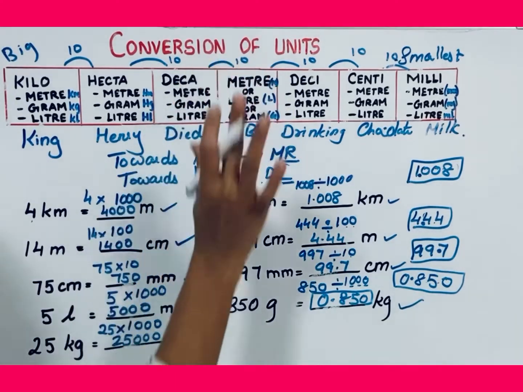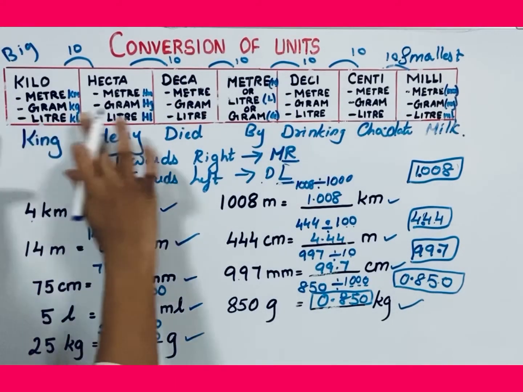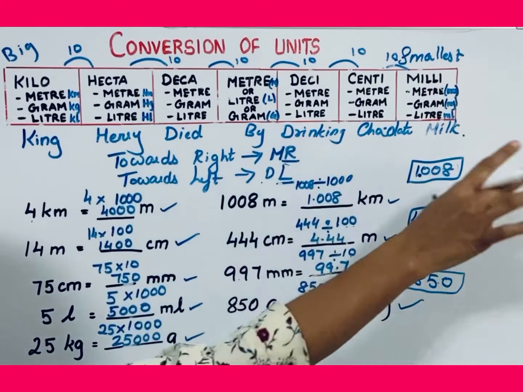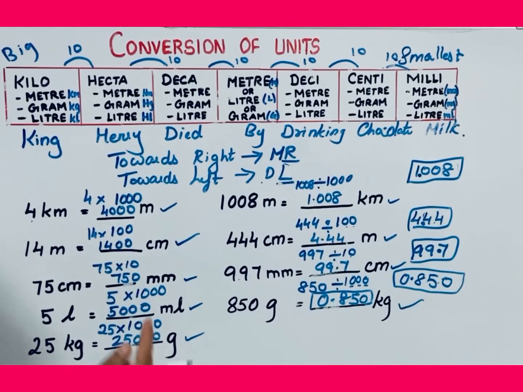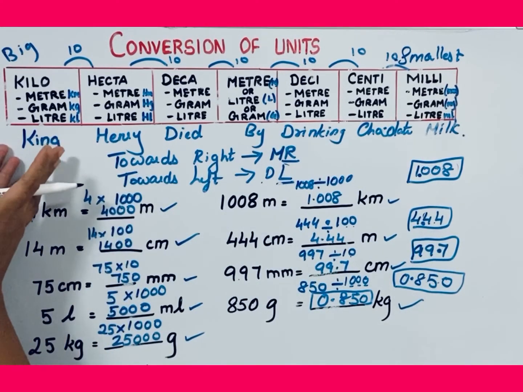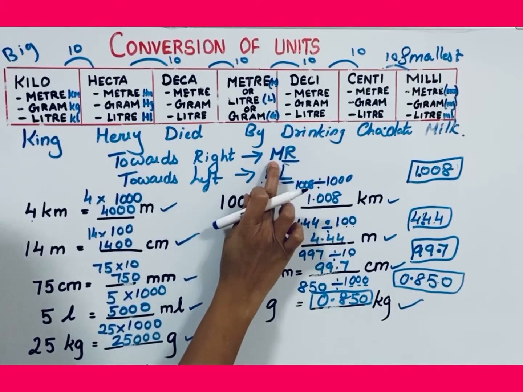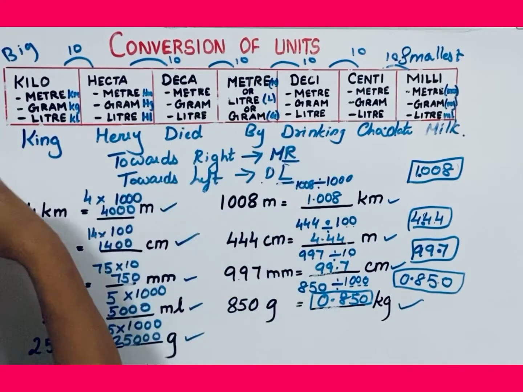So in conversion of units, just remember these 7 units by this: King Henry died by drinking chocolate milk. And if your conversion is moving towards right, do multiplication. If it is towards left, do division.